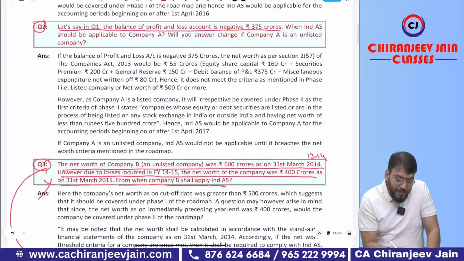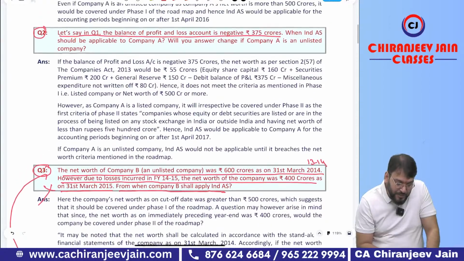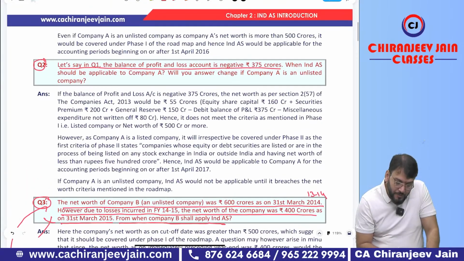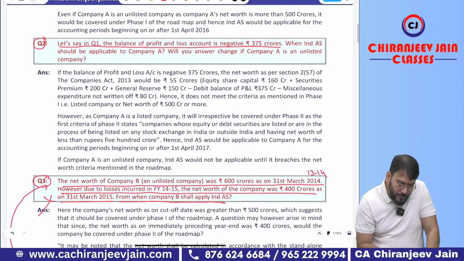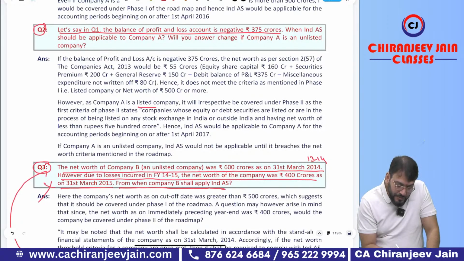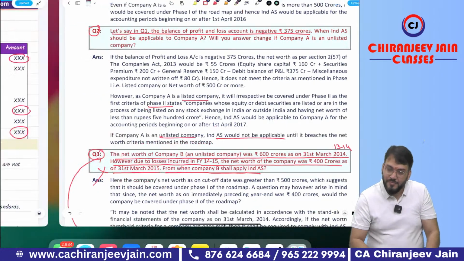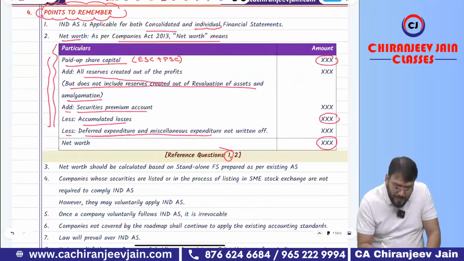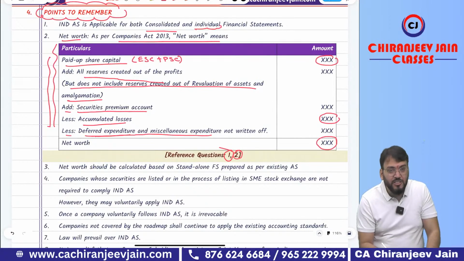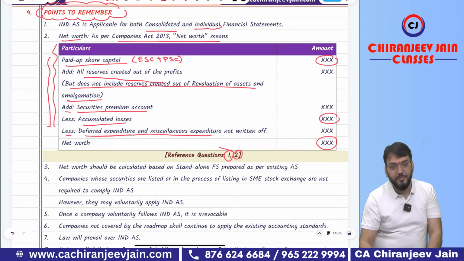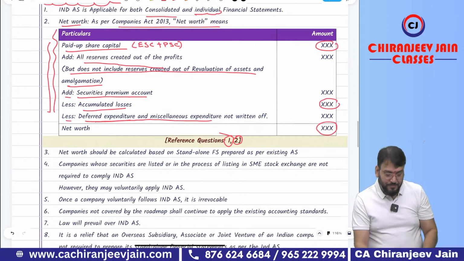So you can see if it is a listed company, it will come in which phase? It's given now. Listed company then phase 2, and unlisted company then Ind AS will not be applicable. Understood? Simple. This type of question can be asked in a multiple choice question. Just circle all the questions whatever we are doing in the class. Okay, sir.